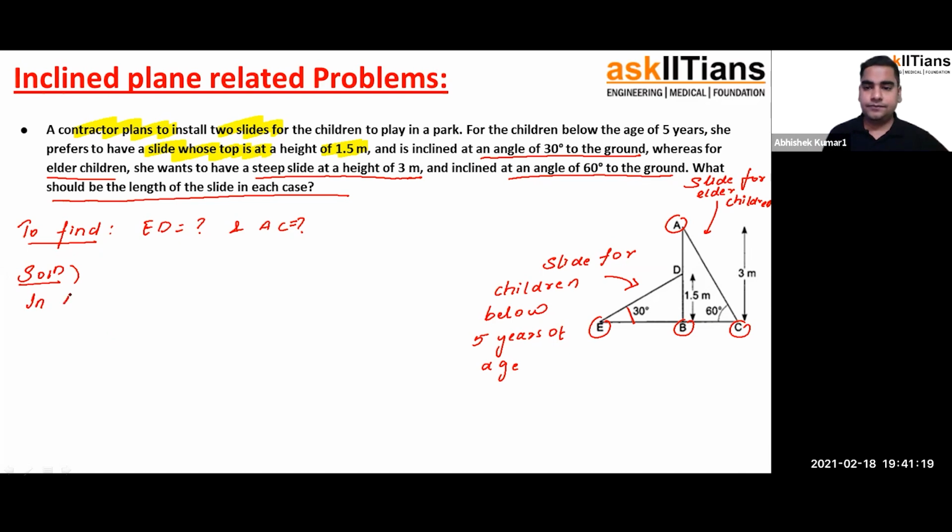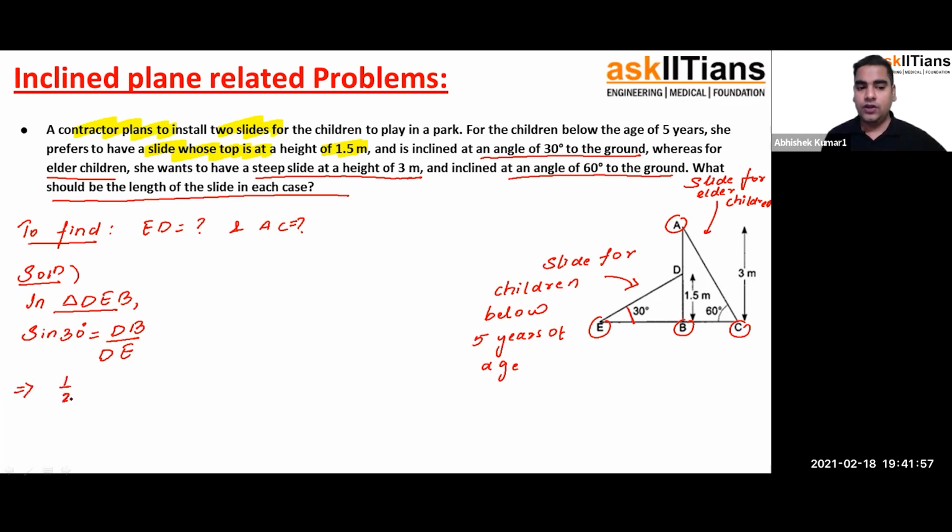So in triangle DEB, because I have to calculate DE, which is acting as the hypotenuse in this triangle, and I am provided the height of this triangle, I will look for the trigonometric ratio which involves perpendicular and hypotenuse. That trigonometric ratio is sine. So if you use sine 30 degrees in that triangle, you will get DB, because that is acting as perpendicular, upon hypotenuse, which is DE.